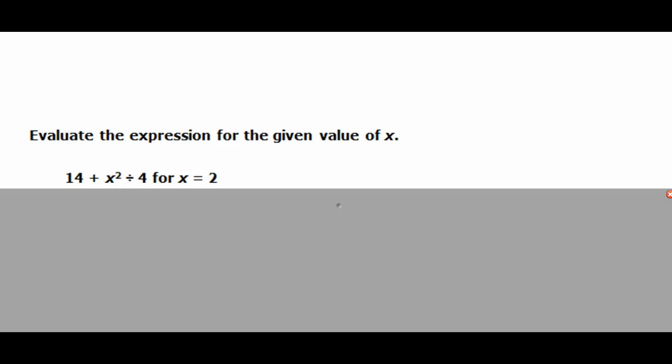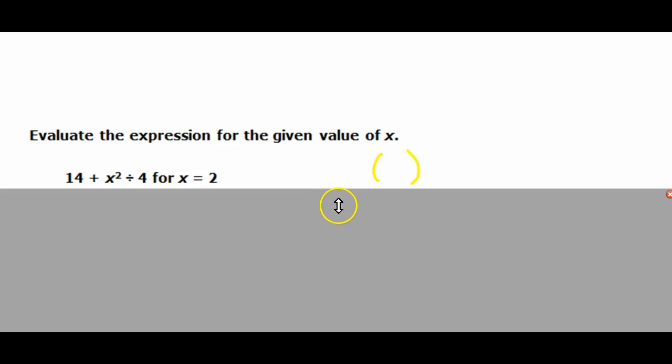So what we're going to do is evaluate this for the given value of x. Basically I want you to work this out by taking a 2 and putting it in place of x. Now I'm going to remind you, when you substitute a number in for a variable, automatically put parentheses around it. Okay, especially if it's got an exponent on the outside of it, because many times that will make a difference.